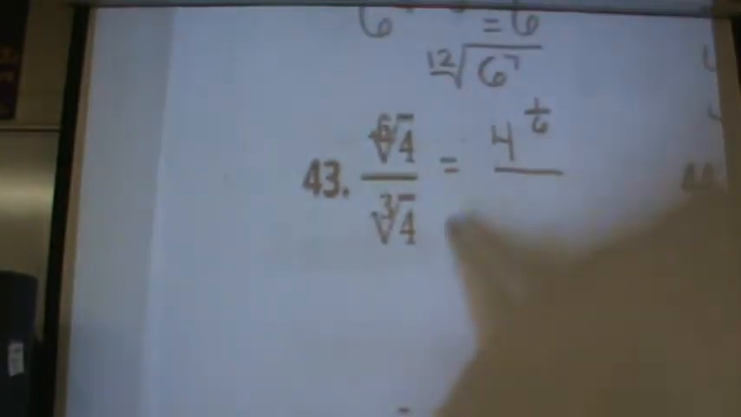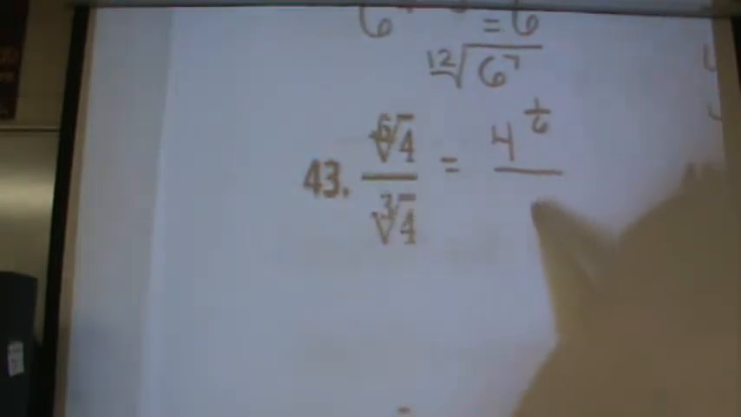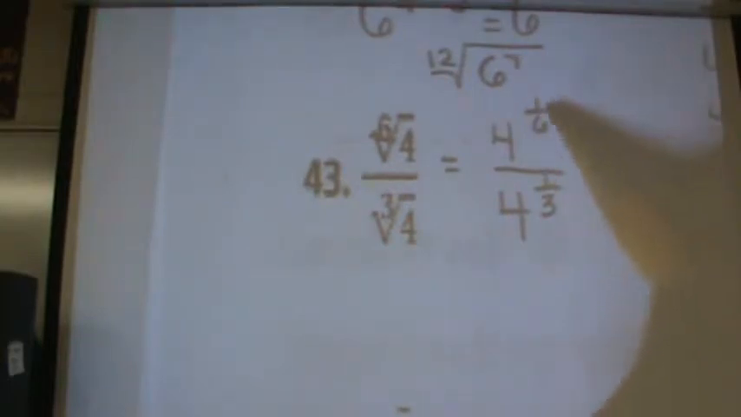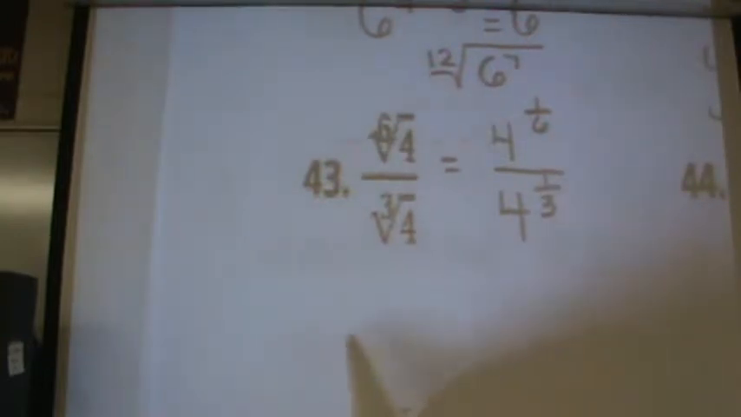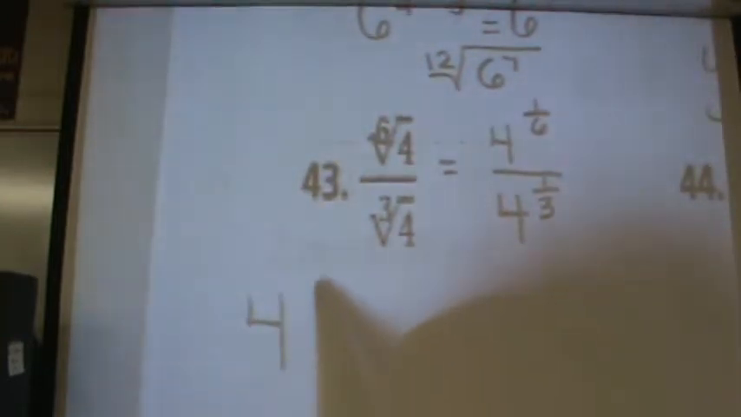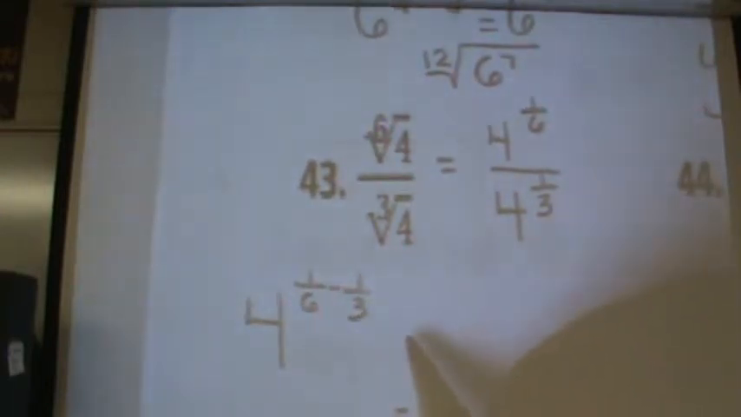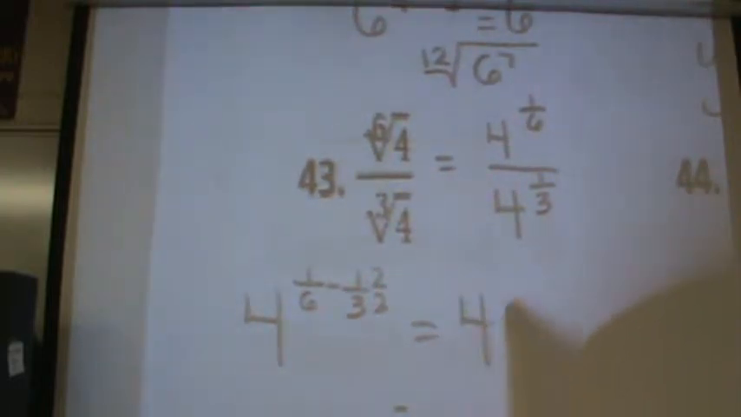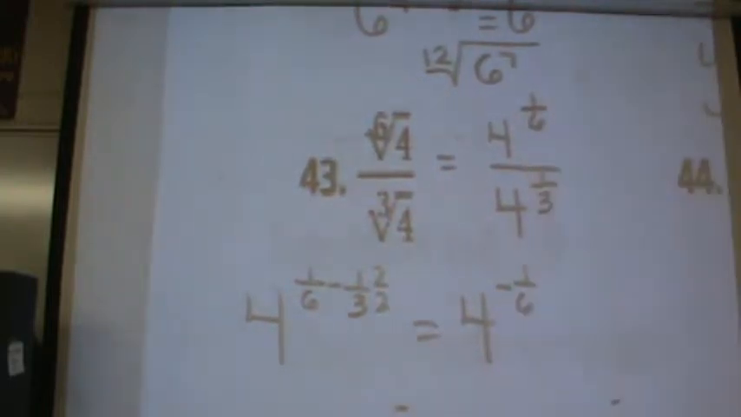Okay. How do you rewrite the cube root of 4? 4 to the 1/3 power, and now what are you gonna do with these two exponents? Subtract them. Why are you subtracting them? Because it's division. So can you get a common denominator? Well, you can multiply these by 2. So you get 1/6 minus 2/6, which is negative 1/6.